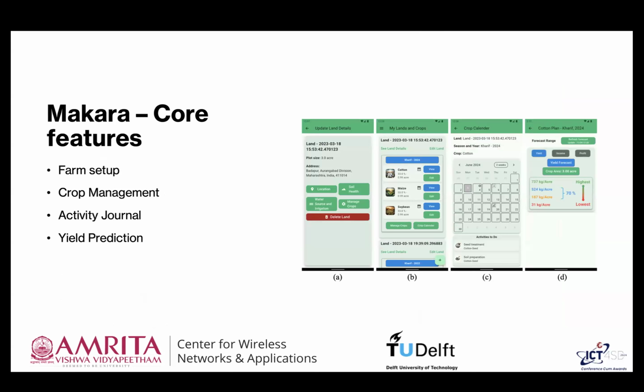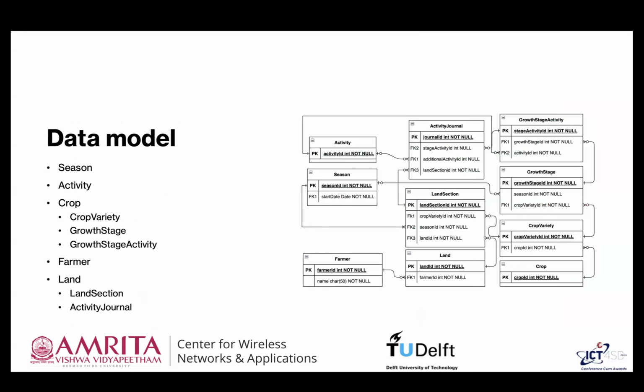So this is the summary of all the core features of Makara. And this is the data model which we used, which involves the basic seasons and activity. We capture all the possible farm activities, and we capture the crops, crop varieties, and associated growth stages and the activities to be performed on the crop using a series of tables. We capture the farmer and their demographics through the farmer table, and we capture the land and activity journal. The activity journal is where the farmer records the things he has done on the farm using the various tables.